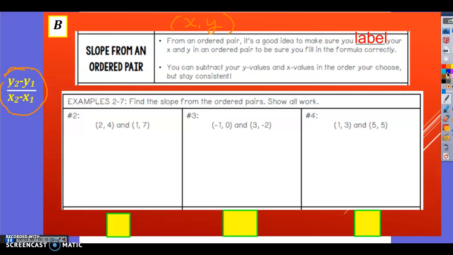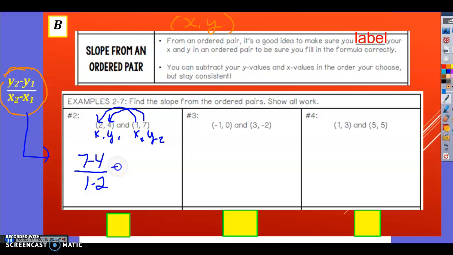So the first thing I'd like you to do when you're given the 2 ordered pairs is I'd like for you to label them. So this is my first x, this is my first y, this is my second x, this is my second y. Remember, x comes first, y comes second. So if I use my formula here, I'm going to take the second y minus the first y, so I have 7 minus 4, over the second x minus the first x, 1 minus 2. That gives me 3 over negative 1, and I want to simplify that, and that becomes negative 3.